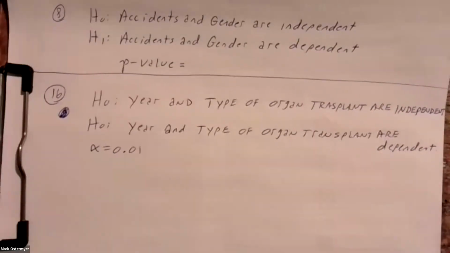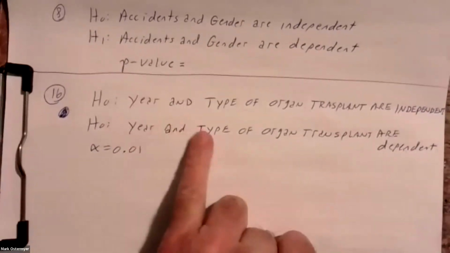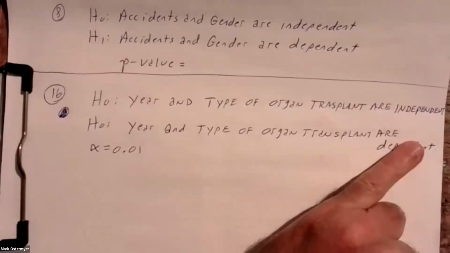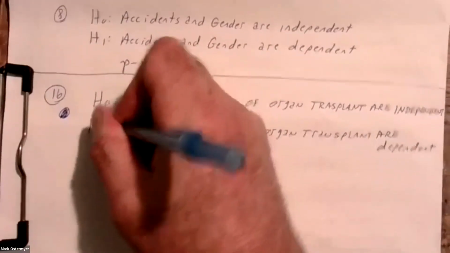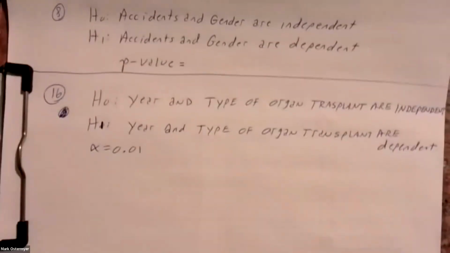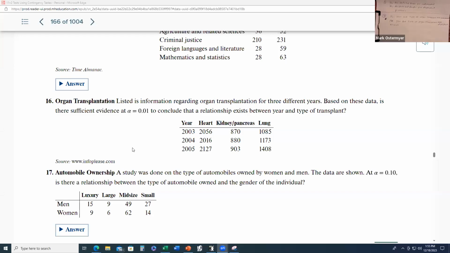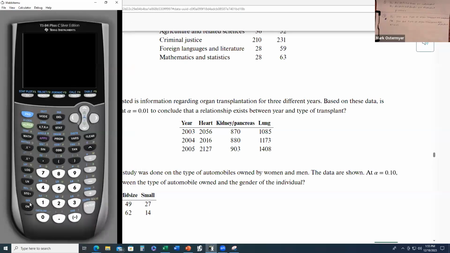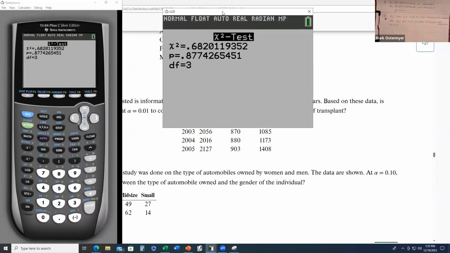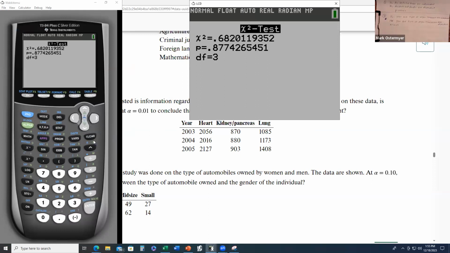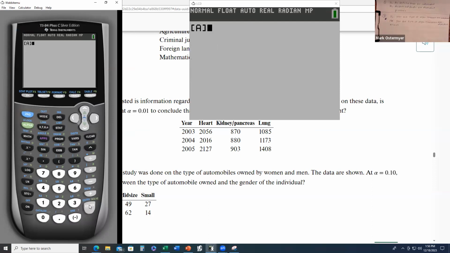All right, so for number 16, these will be the hypotheses we're testing. The null hypothesis is that year and type of organ transplant are independent of one another. Whereas the alternative hypothesis says that the year and the type of organ transplant are dependent, okay? And so we'll just conduct a p-value test for this. So we bring up our calculator here. Go to matrix. Select matrix A.